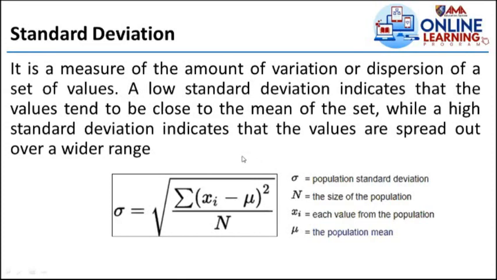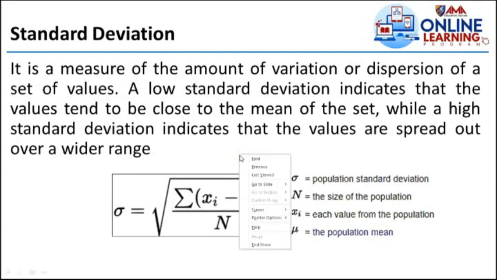So this is now your formula, the population standard deviation. This is its symbol. It is equal to the square root of the summation of xi minus mu raised to 2, divided by n, where n is the size of the population, xi is its value from the population, and mu is the population mean.